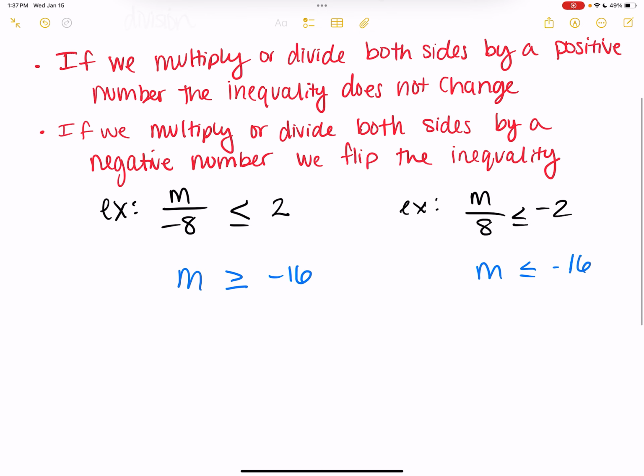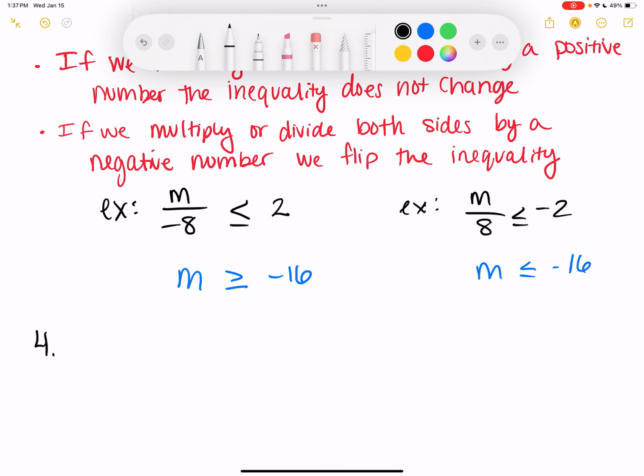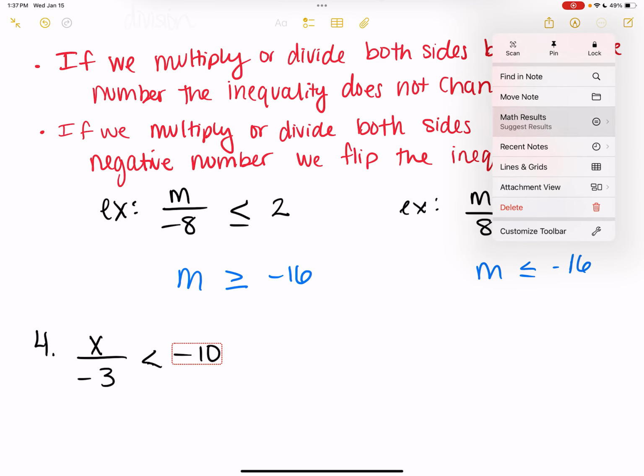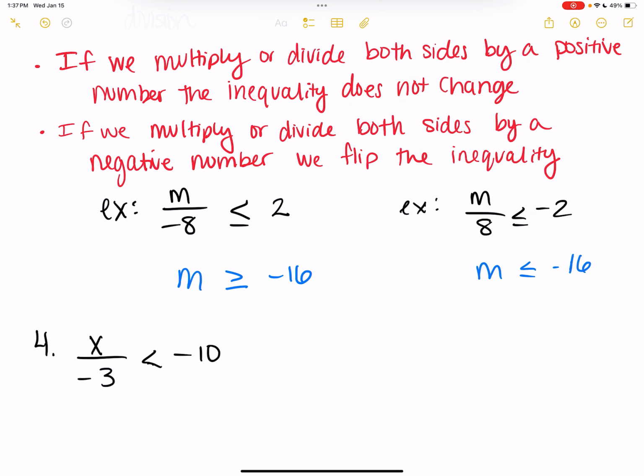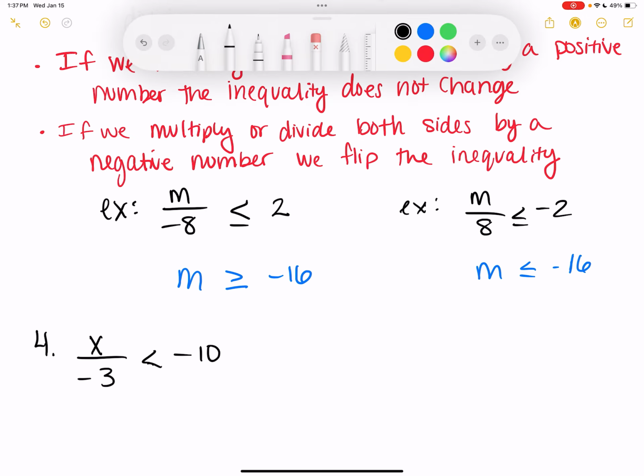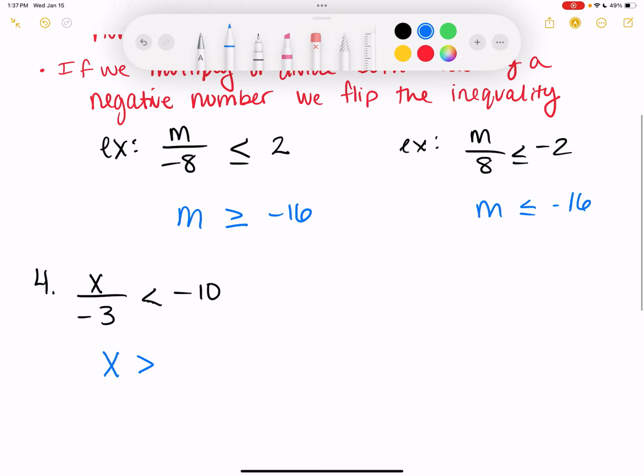Number 4, solve the inequality, graph your solution. X divided by -3 is less than -10. So this one's kind of like the example I just did a second ago, but I multiply both sides by -3. So I have x. When I'm multiplying by a negative, I flip the inequality, so it's going to be greater than. -3 times -10 is a positive 30, so x is greater than 30.